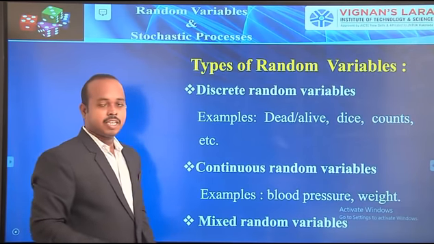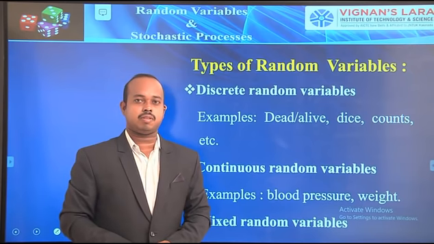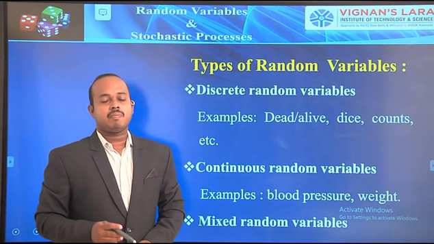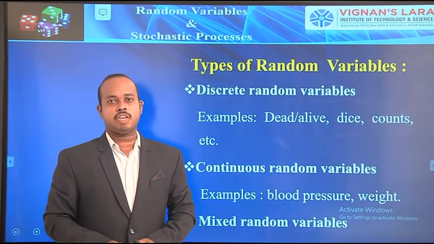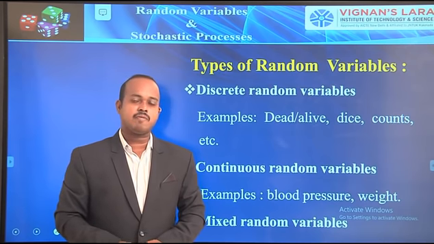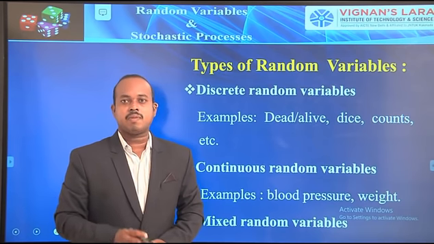Now let's see the types of random variables. What types of random variables do we have? We mainly have three types: the discrete random variable, the continuous random variable, and the mixed random variable.